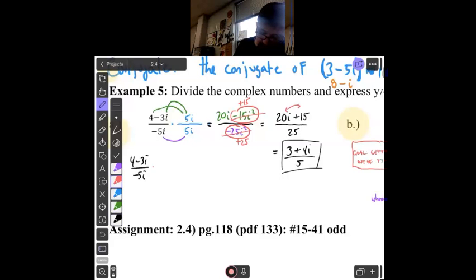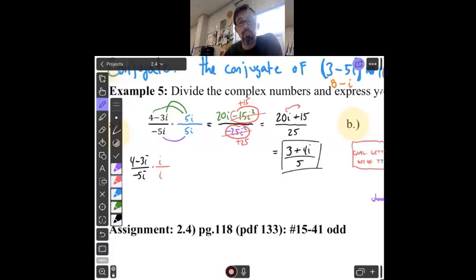You don't need to multiply by 5i. You just need to multiply by i. The i is what got rid of the i. The 5 didn't help us. Okay.